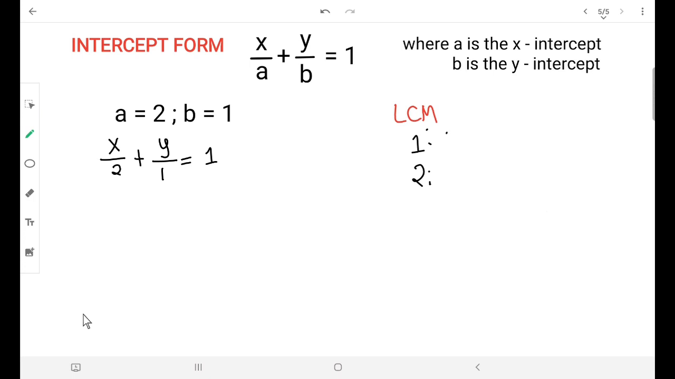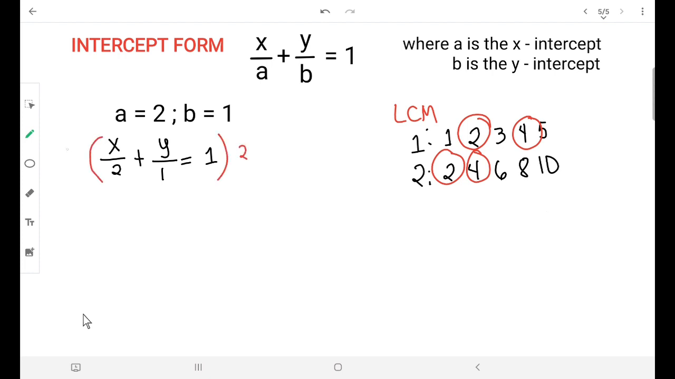So you have 1 times 1 is 1, times 2 is 2, times 3 is 3, times 4 is 4, 5. We have 2, so 2 times 1 is 2, 2 times 2 is 4, 2 times 3 is 6, 2 times 4 is 8, or simply 2, 4, 6, 8, 10. Okay? And then next, look for the common multiple. So we have 2 and 4. Okay, so let's look for the least one, that is 2. So we have to multiply both sides of the equation by positive 2.